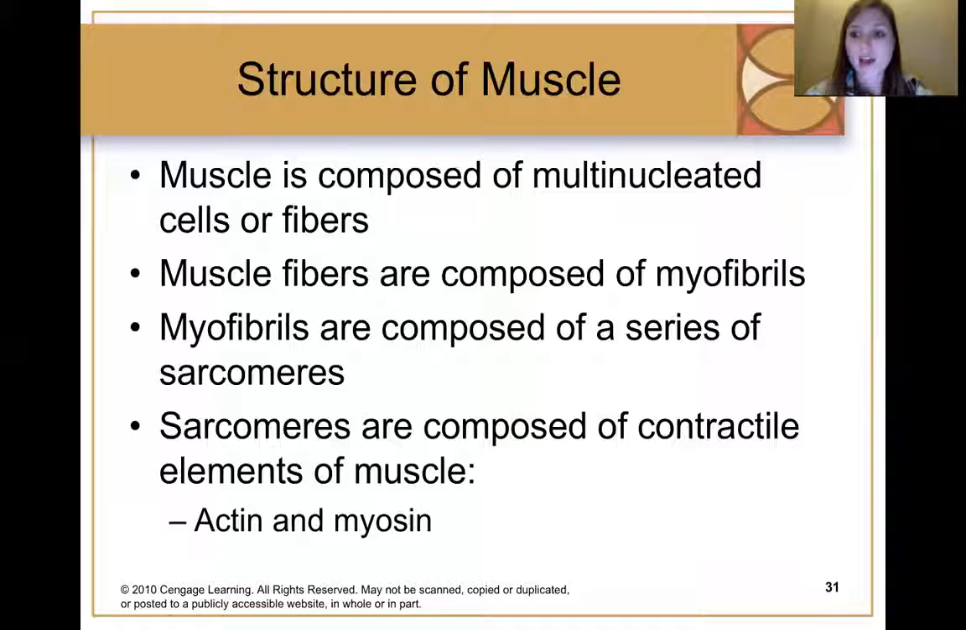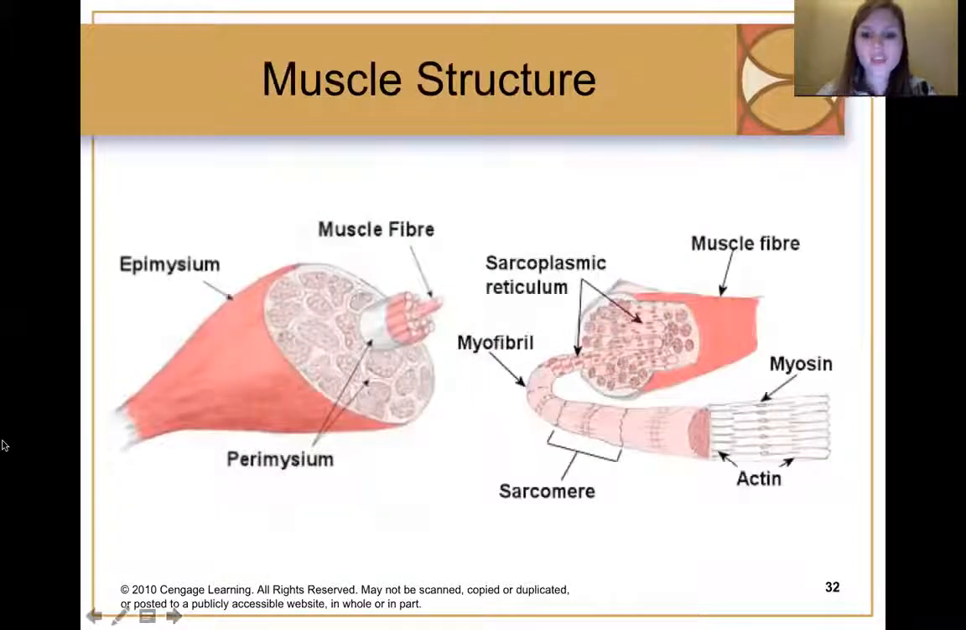So multinuclei, many nuclei. And then muscle fibers are composed of myofibrils. Myofibrils are composed of a series of sarcomeres, and sarcomeres are composed of contractile elements of a muscle, which are actin and myosin. So that's kind of a lot to take in on one slide. So I think this slide will hopefully help you understand this a little bit better. So here we have a muscle. This could be like an arm muscle or leg muscle or what have you.